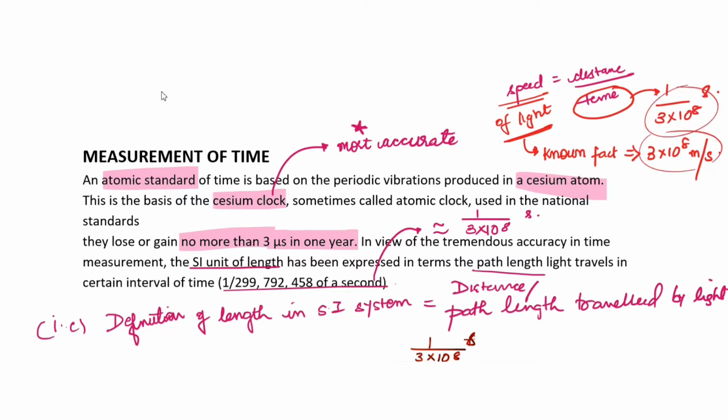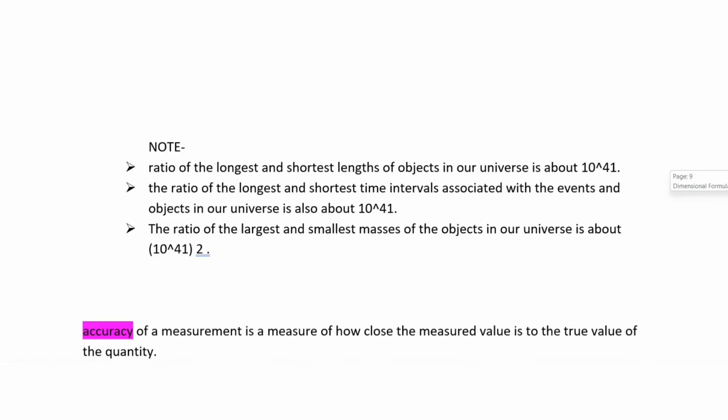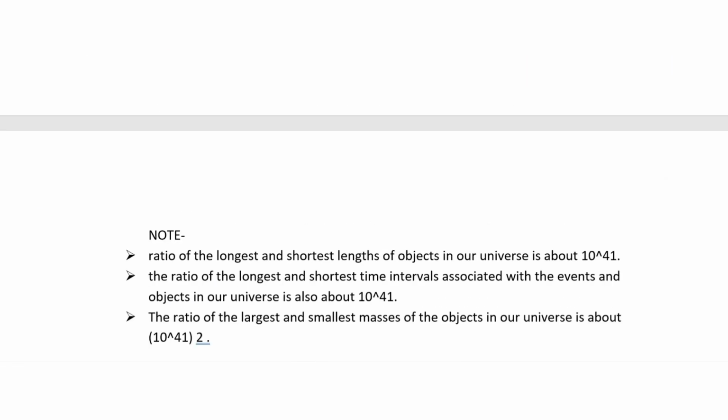So we all know the speed of light in vacuum is also 3 into 10 power 8 meter per second. So eventually this 3 into 10 power 8 in the denominator and the numerator get cancelled, leaving out the answer as 1 meter length. Thereby we define this 1 meter length, that is the length in SI unit, as the distance covered by light in this particular time interval.